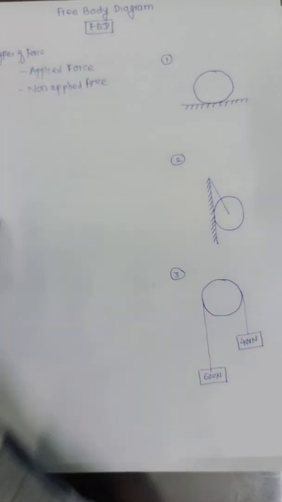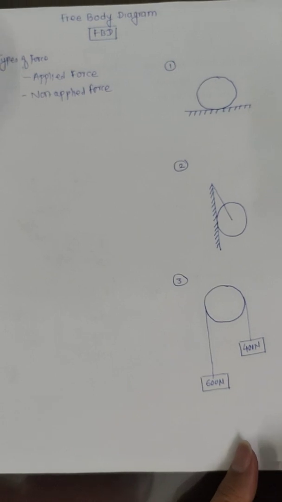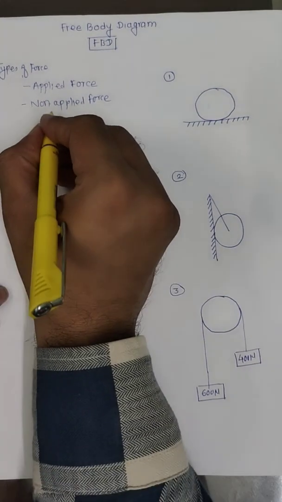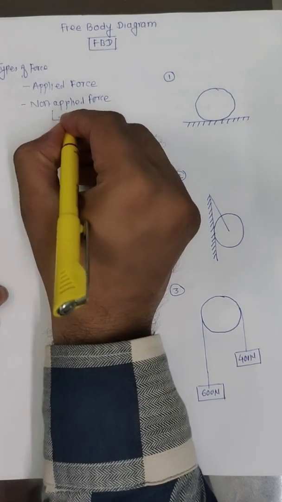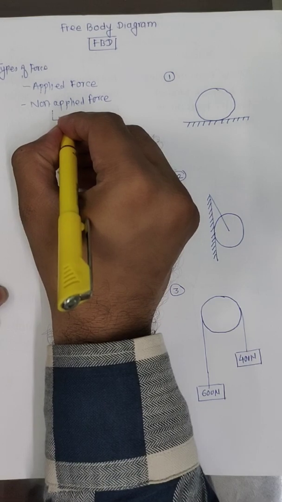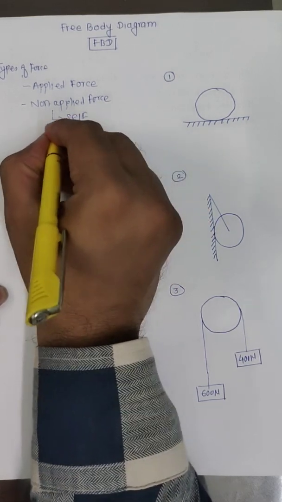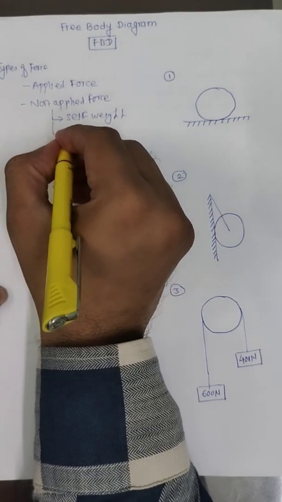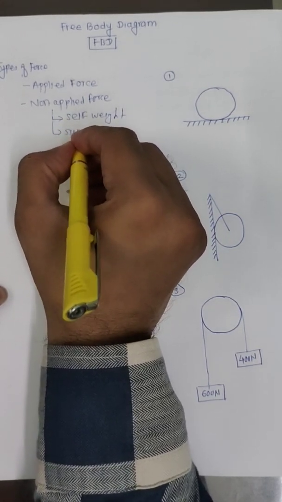Here, applied forces means what? These are the forces which are seen by our naked eyes, which are acting on the body. What is meant by non-applied forces? These are the forces acting on the body which are not seen by the naked eyes. So non-applied forces are categorized into two parts. First one is the self weight, and second one is the support reaction.